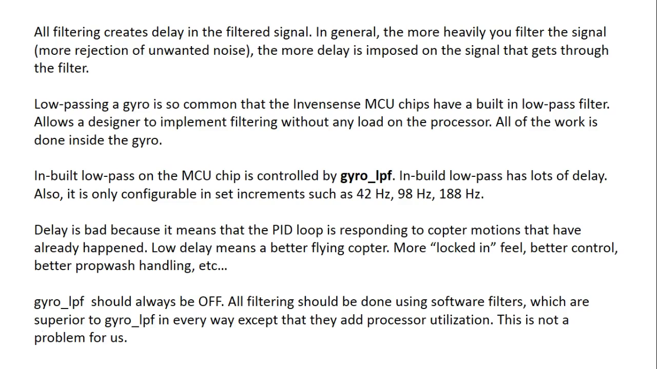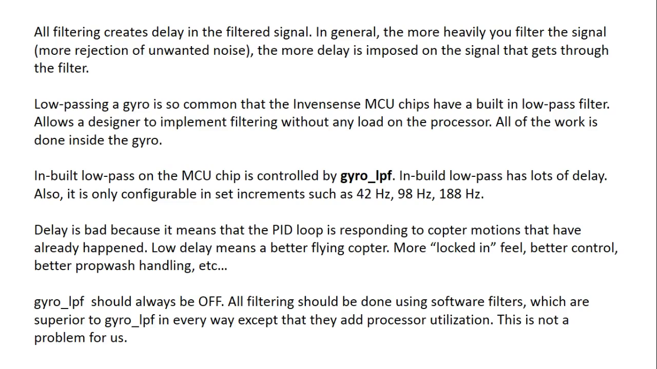For a long time, the default for a clean flight was to fly with gyro LPF equals 42. And that was just where people were at. If you had less filtering than that, you would get so much noise that your PID loop would be out of control, right?